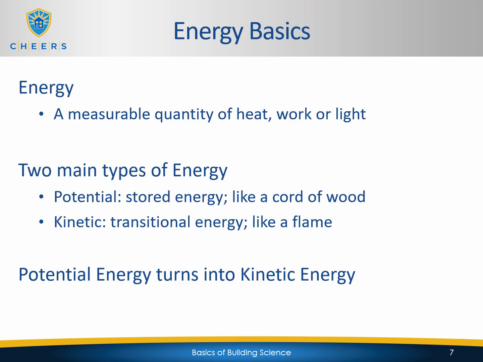So what is energy? Energy is a measurable quantity of heat, work, or light. That's the definition of it. There are 2 main types of energy. You have potential, which is stored energy, like a cord of wood, and you have kinetic energy, which is transitional energy, like a flame. Potential energy always turns into kinetic energy. So for example, the cord of wood, which is potential energy, stored energy, is lit on fire, and it produces a flame, which in that case is kinetic energy. So again, potential energy turns into kinetic energy.